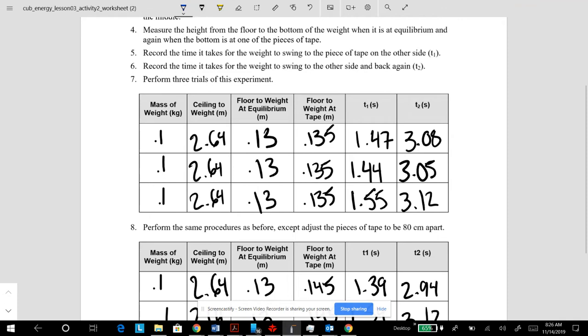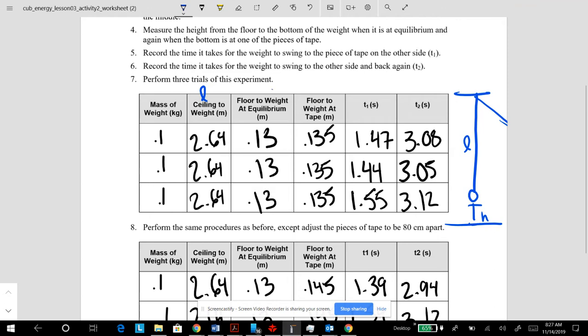I'm going to draw my pendulum over here. So here's my pendulum, right? Here's the ceiling. Here's the floor. Oh, I can't go off the paper. But you're going to measure this height. You're going to measure the height at the pendulum when it swings. So when it's up to the tape mark, you're going to measure this length, which is the height from the ceiling. So this is called your length right here.